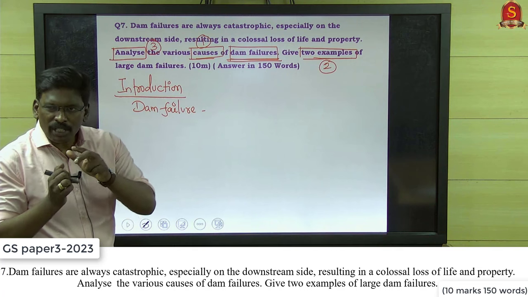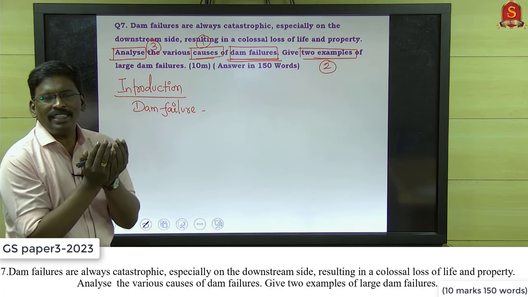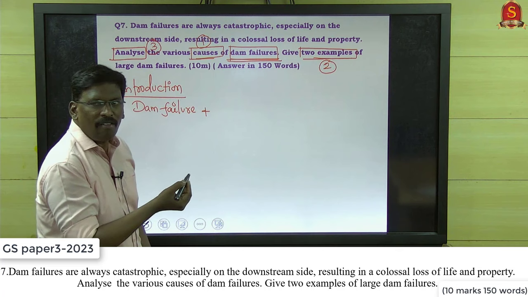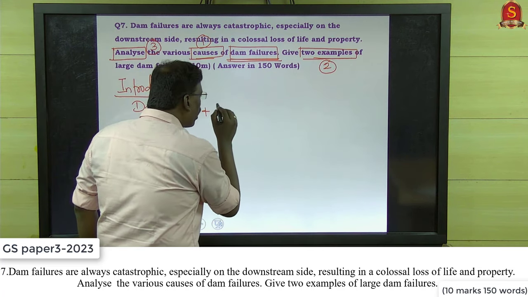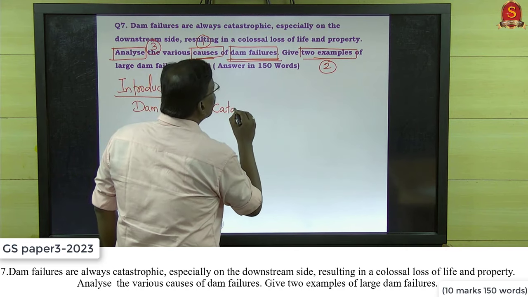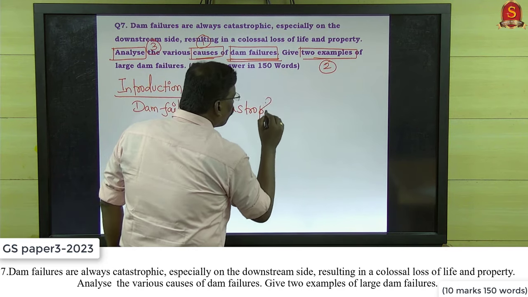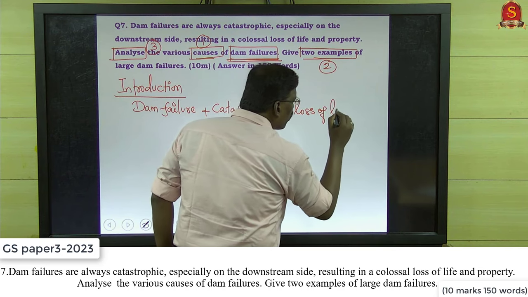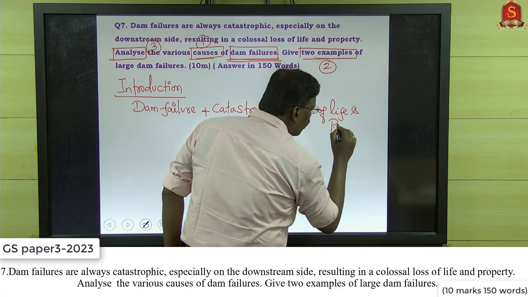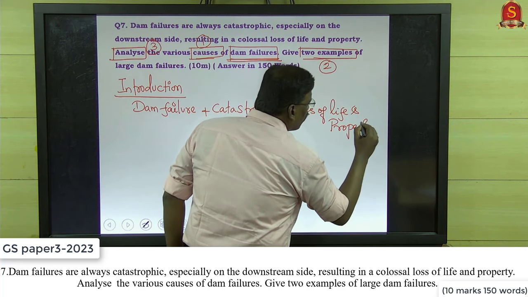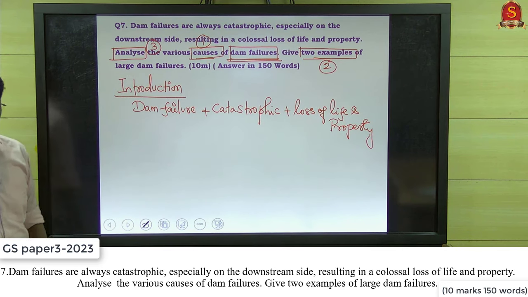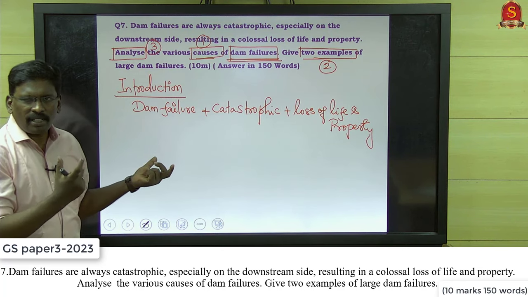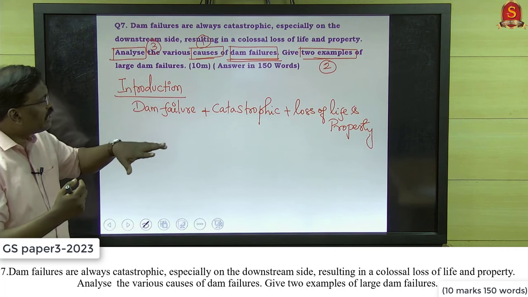So our introduction should be a collective formation of all these three things: dam failure, because of the dam failure, how it formed the catastrophic, loss of life and property. That should be our introduction. So the introduction part should be the ensembling of the content we are going to write. Okay. What is the next demand of the question?